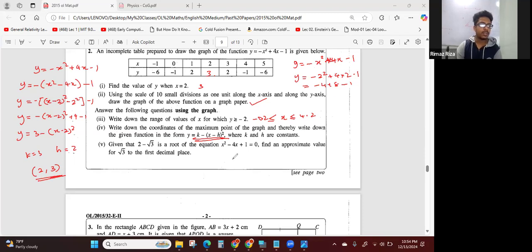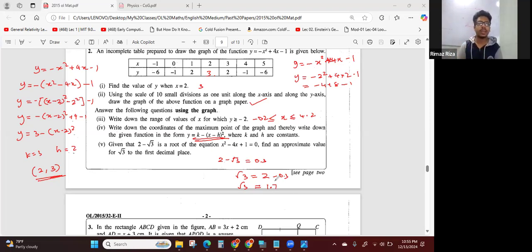Then you can see from your graph, 2 minus root 3 is equal to the corresponding value 0.3, no? So then root 3 is actually 2 minus 0.3. Root 3 equals 1.7. So if you practice graph questions well, these questions you can do within 10 minutes.